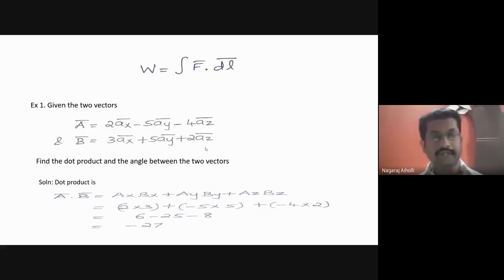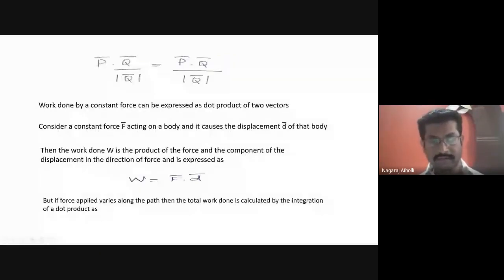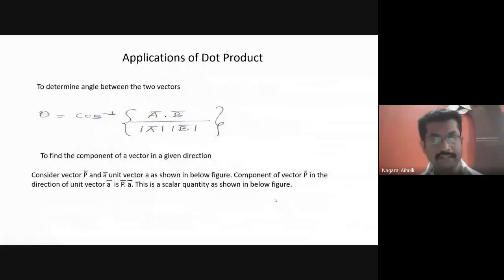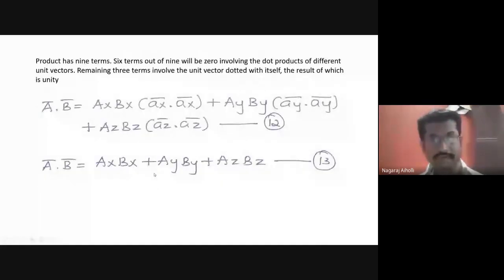First find the dot product and then find the angle between the two vectors from the definition. This is our definition. Dot product is given by a bar dot b bar is equal to ax bx plus ay by plus az bz. Just now we found that. The dot product of the given two vectors is the x component of A into x component of B, plus y component of A into y component of B, plus z component of A into z component of B.